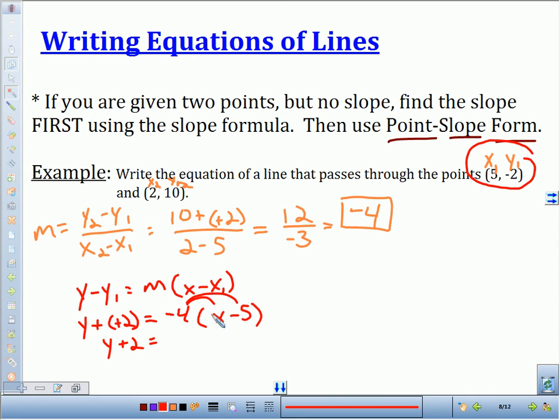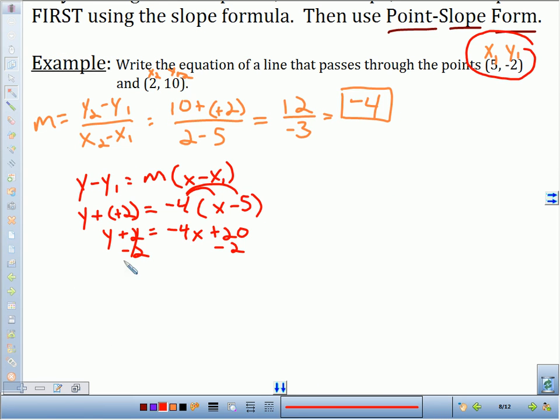Negative 4 times x is negative 4x. Negative 4 times negative 5 is positive 20. My next step is to solve for y. So I subtract 2 from both sides. That leaves y on the left. Negative 4x plus 20 minus 2 is plus 18. So my equation is y equals negative 4x plus 18.